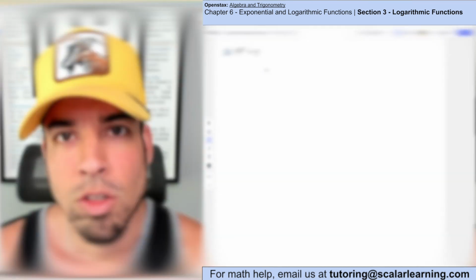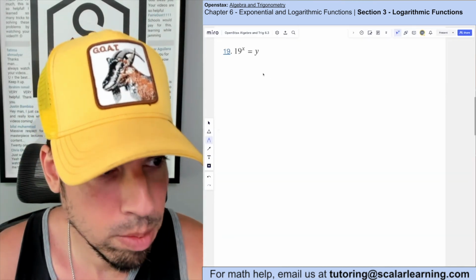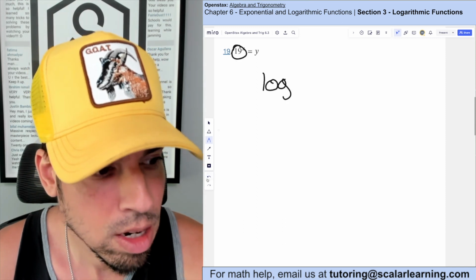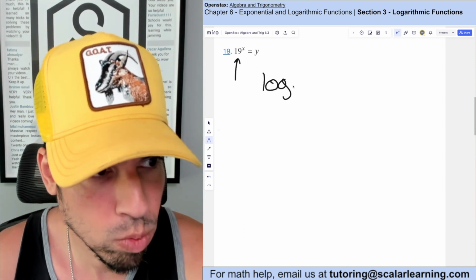Boom, done. So when we convert this to logarithmic format, first we need to know what the base of the log is, and that is this value right here, which is being raised to an exponent.